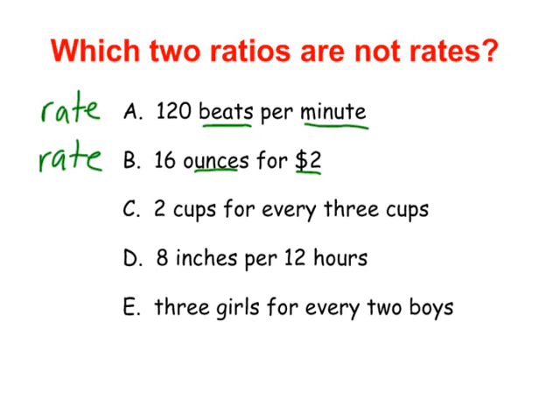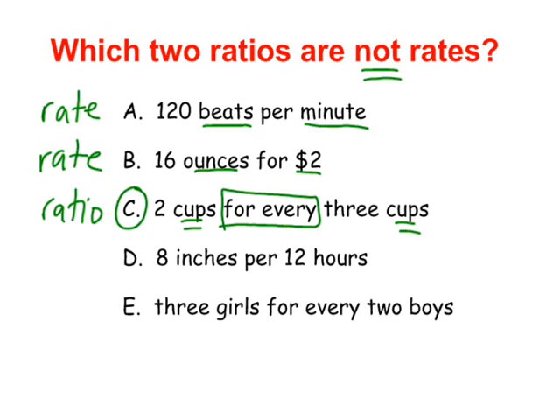And we're looking for examples which are not rates. In the next one, you're comparing 2 cups for every 3 cups. Well, you're comparing cups and cups. This is a ratio. So this would be one of them. You know, another giveaway is "for every." When you see "for every," that almost always indicates a ratio. In our next example, the units are distance, inches, and time. So distance and time, that's definitely a rate.